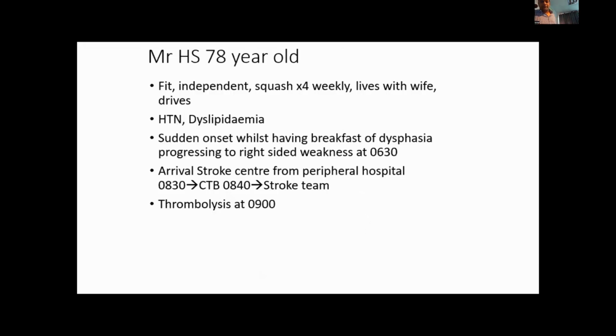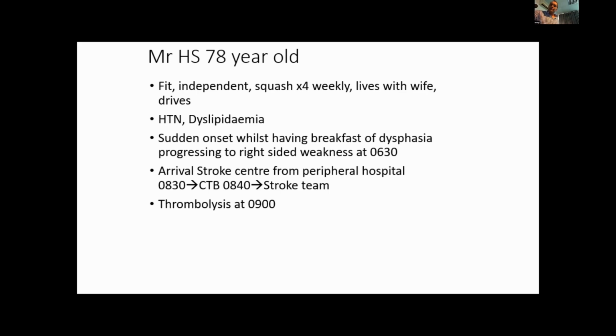And these are patients that I've had relatively recently. So a 78-year-old, fit, independent, still plays squash, got some minor risk factors. So he had sudden onset dysphagia and right-sided weakness.